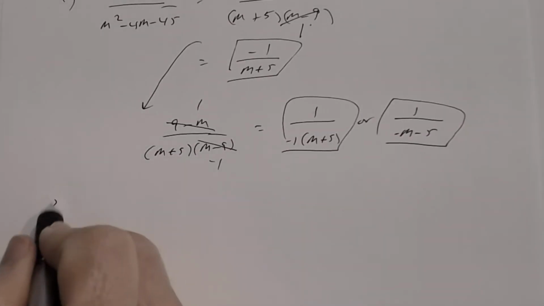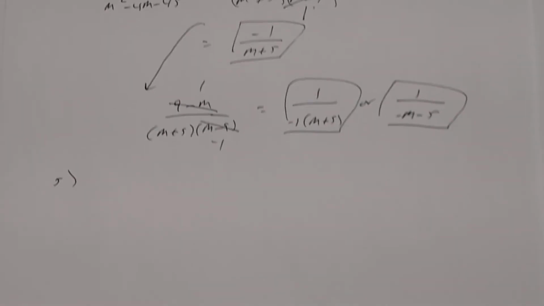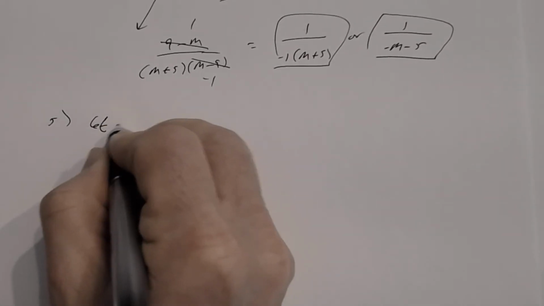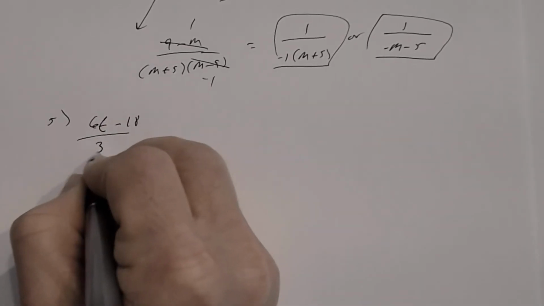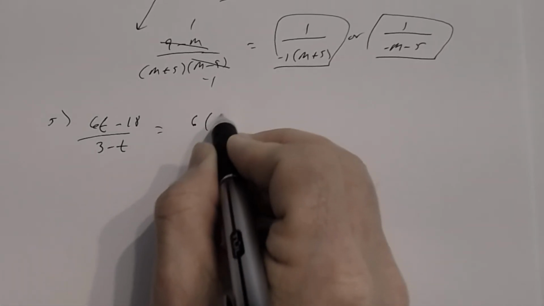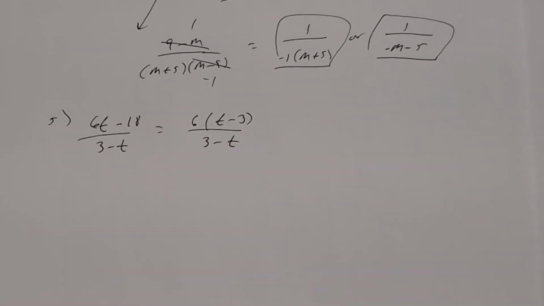Okay, number 5. Number 5, let's suppose we had this problem. We had 6t minus 18 divided by 3 minus t. So 6t minus 18 divided by 3 minus t. Okay, so let's go ahead and factor. So I get 6 times t minus 3 divided by 3 minus t. And now you got the hint. You know what to do.